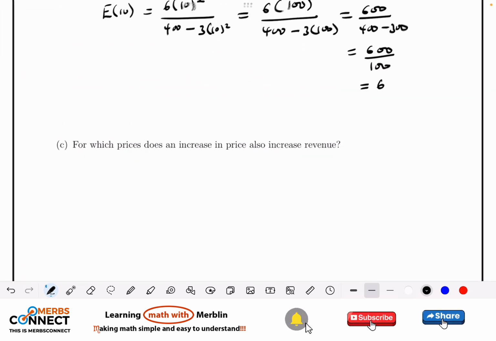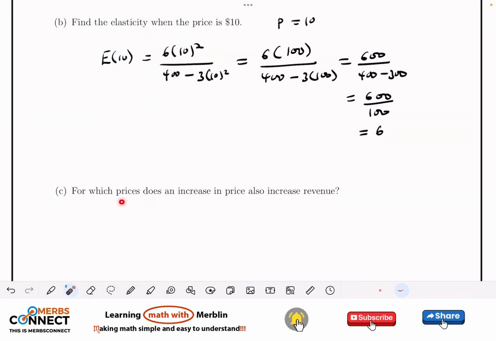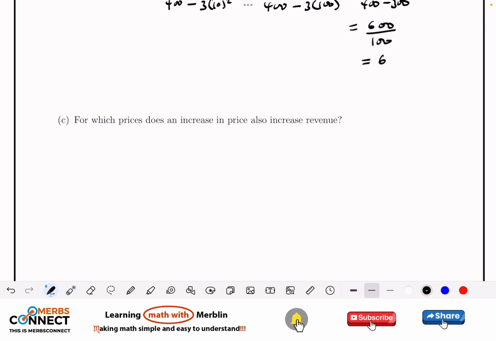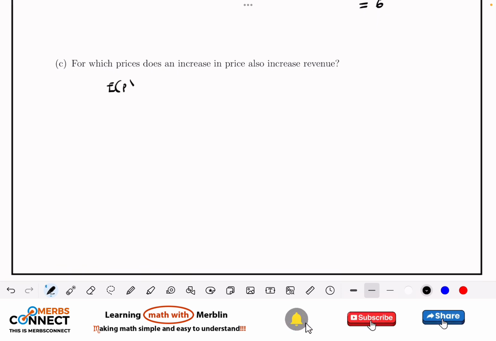Now see for which price does an increase in price also increase revenue. So this is when we are at what? Inelastic. That is E(P) less than 1. Now what is E(P) so that we can know that particular price, right?